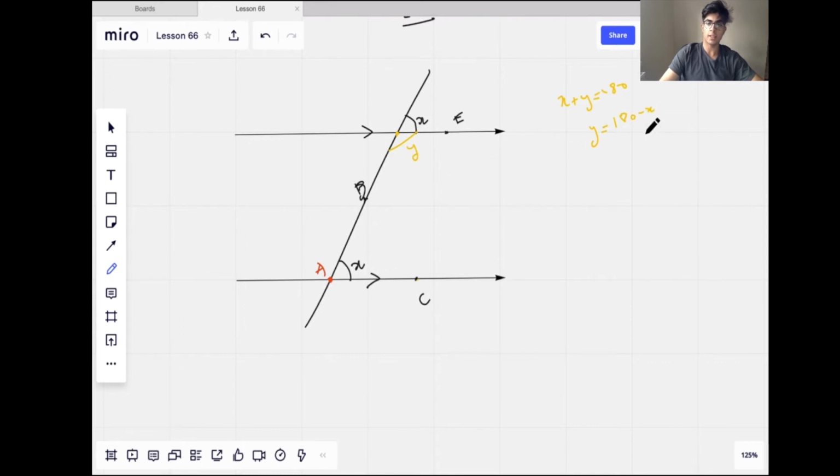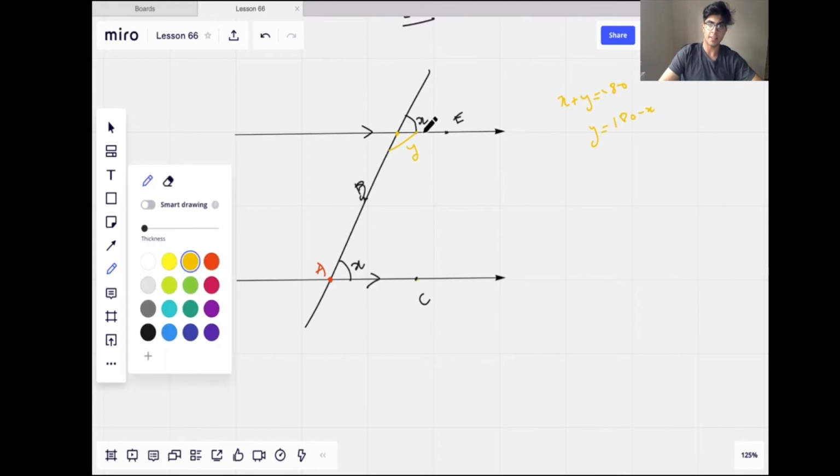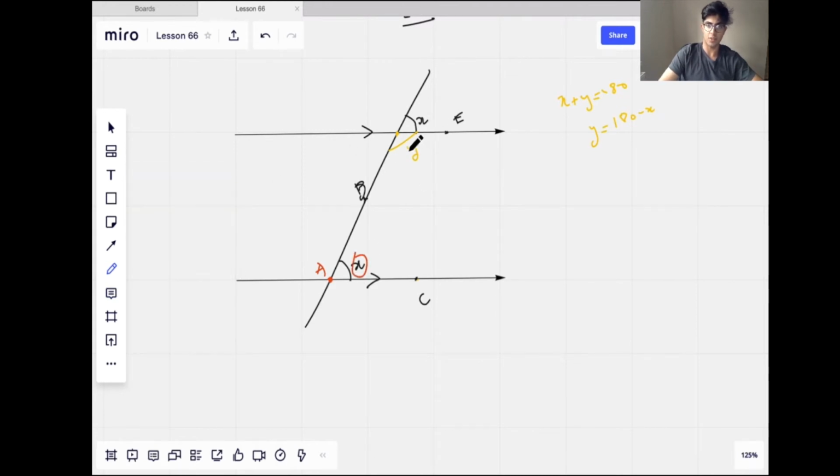And if we know y is equal to 180 minus x, we can also see, if we add this x and this y, that x plus y is 180 here as well. So this is what we call the co-interior angle theorem. That means that when we have two parallel lines and another line going through them, the angles on the inside, like this, will add up to 180. That's the co-interior angle theorem.